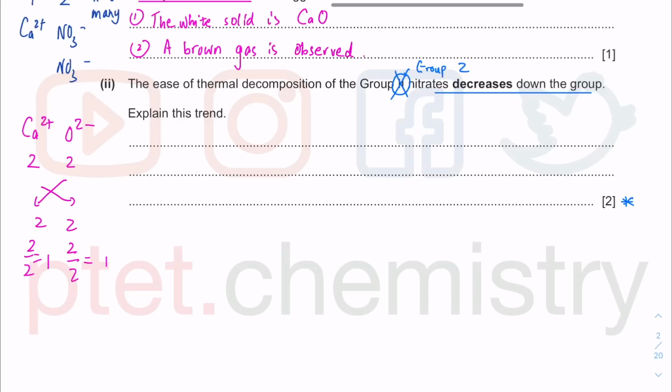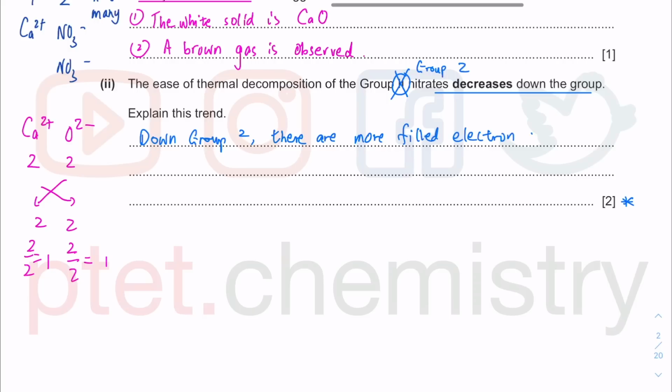The ease of thermal decomposition. How easy is it to decompose? It becomes harder to decompose because it becomes less easy to decompose. So what we can say is down group 2, there are more filled electron shells.